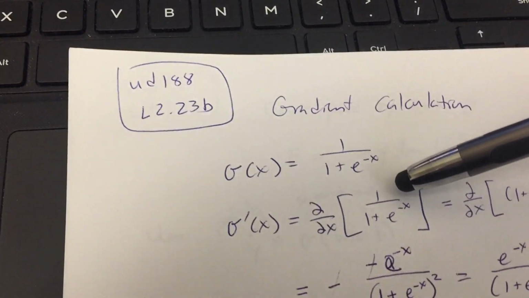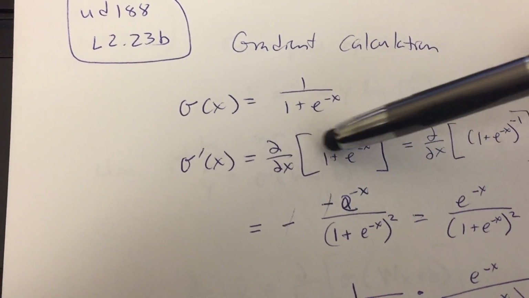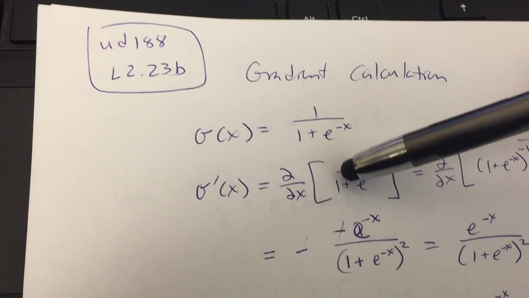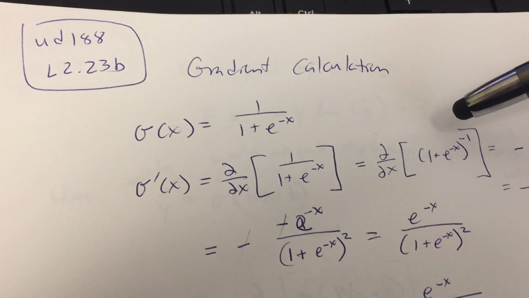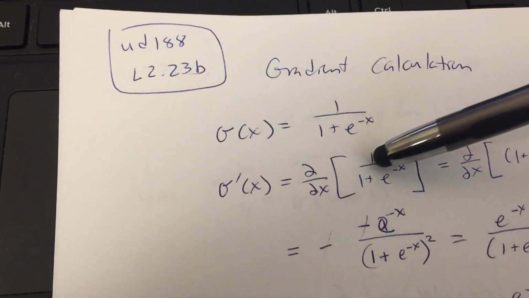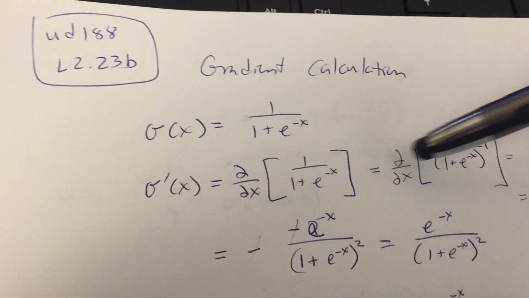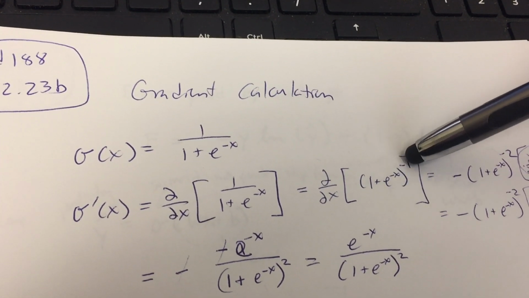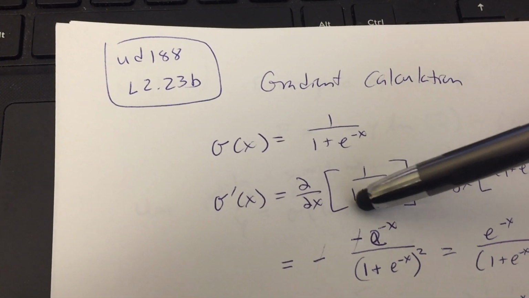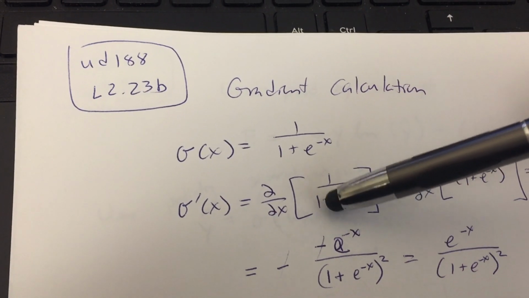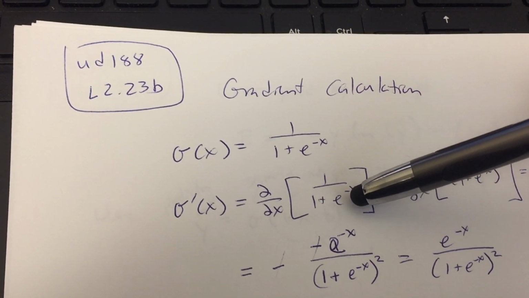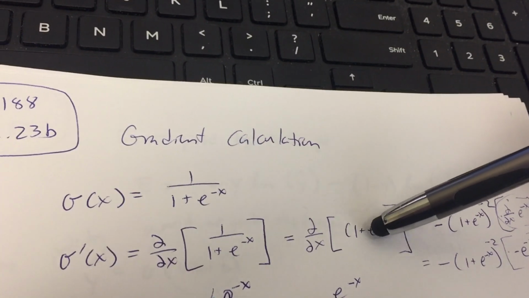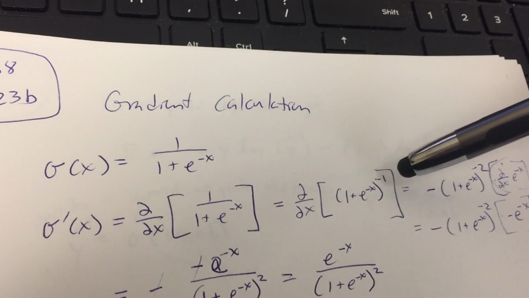d dx of this expression in the parentheses. We want to get the derivative of this, so we first of all show this in this form. Multiplying by power of negative 1 is basically reciprocal, 1 over 1 plus e to the minus x. So instead of showing 1 over this denominator, we can just show this denominator to the power of negative 1.